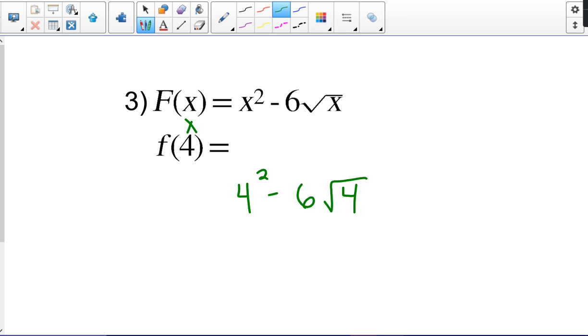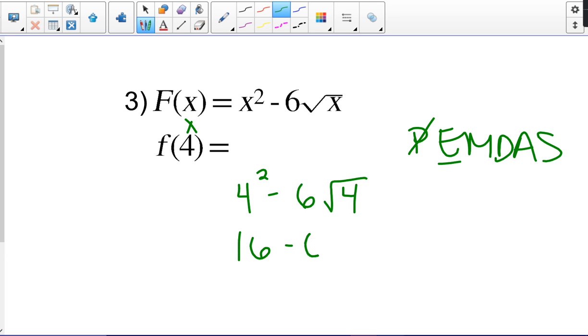And now I need to simplify this. I'm going to follow PEMDAS, right? Parentheses, exponent, multiply, divide, add, subtract, order of operations to simplify this. I don't see parentheses. I do see an exponent. The exponent is 4 squared, right? 4 squared means 4 times 4, which is 16.